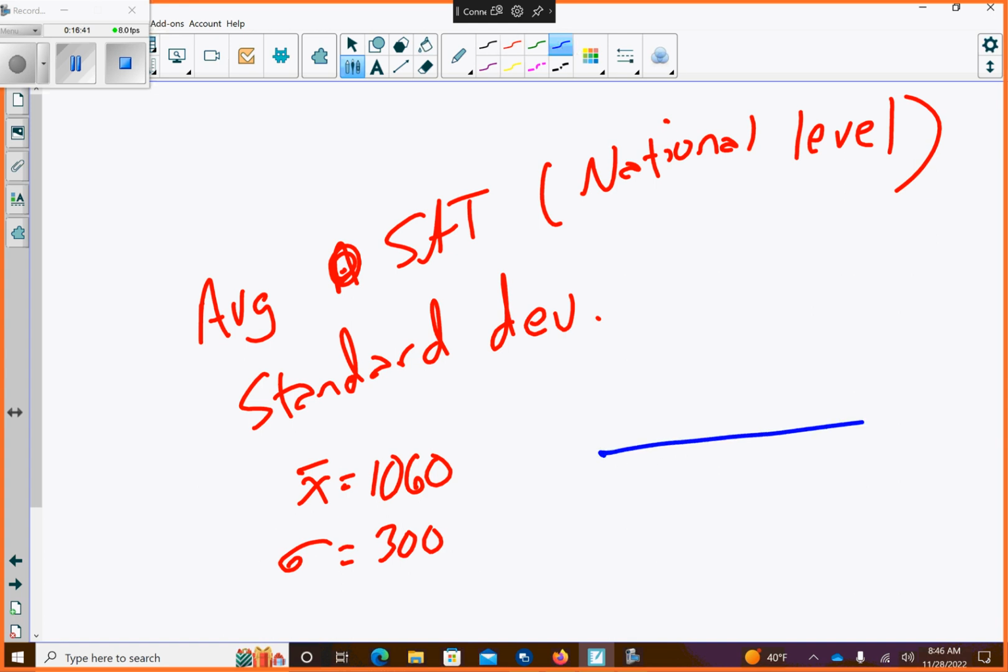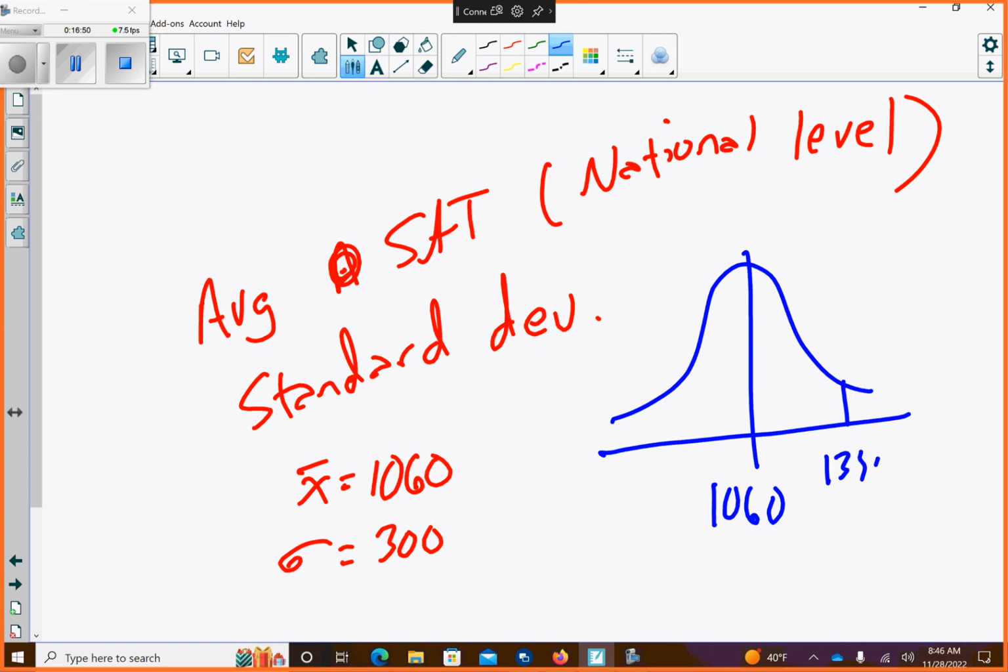So what this basically means is on a normal distribution, we'd have 1060 here. One standard deviation to the right would be 1360. And the second one would be 1660, which sometimes falls outside of what the maximum score could be. And then I'm subtracting 300 this way. I would subtract 600 going this way, just not worrying about the math.